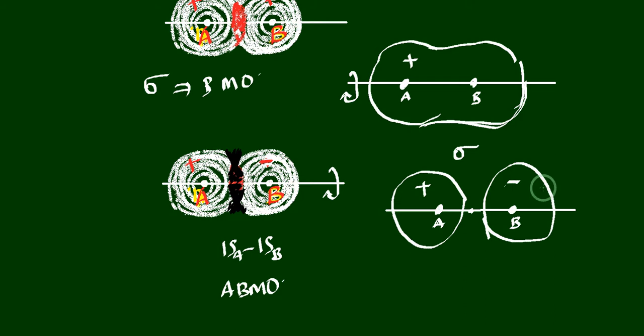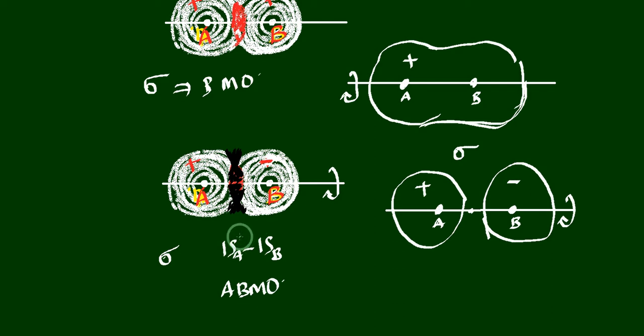So if you are rotating this one about the axis AB, whether the appearance is going to change or not? In fact, not, because these are cylindrically symmetric. Even if we are rotating about that axis, you will see the same thing. The appearance is not going to change. Therefore, again you can call this a sigma orbital, since it is cylindrically symmetric.